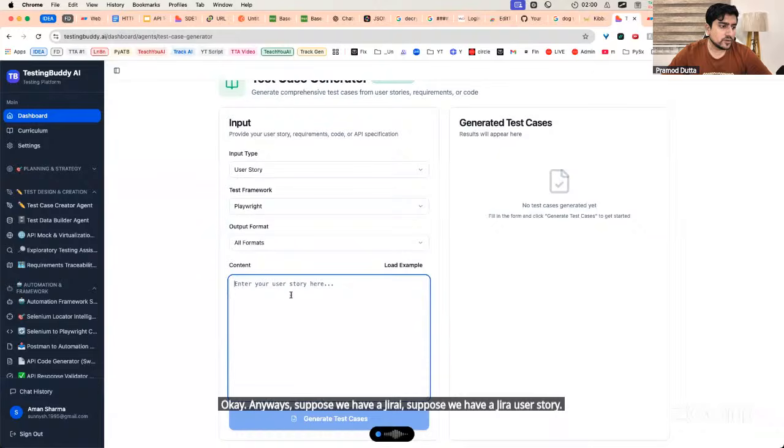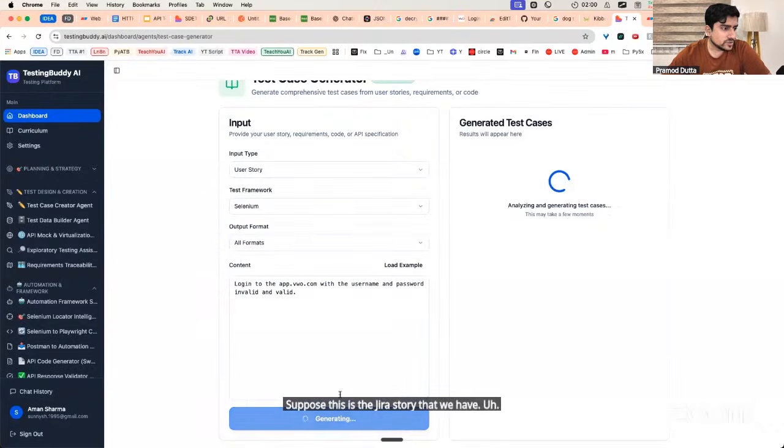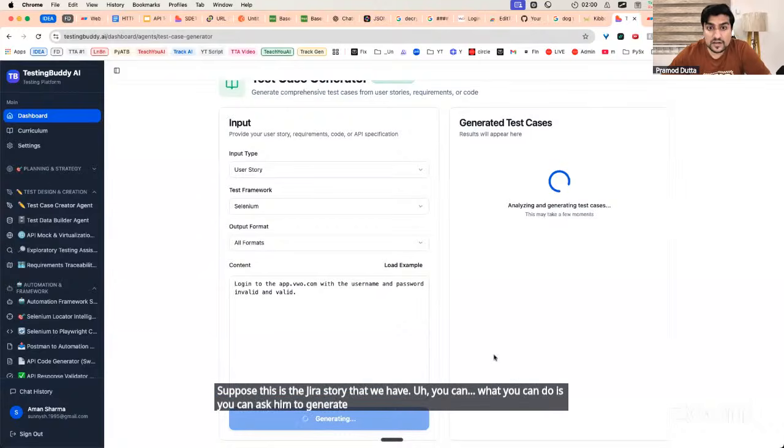Log into the app.vw.com with the username and password, invalid and valid. Suppose this is the Jira story that we have. What you can do is ask it to generate test cases. It will generate test cases, a Gherkin file, a lot of things, a lot of tools. These are all the agents that we have created, and I'm planning that these videos will be available everywhere.